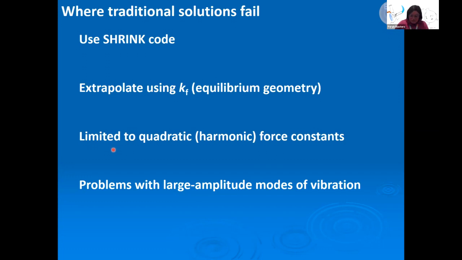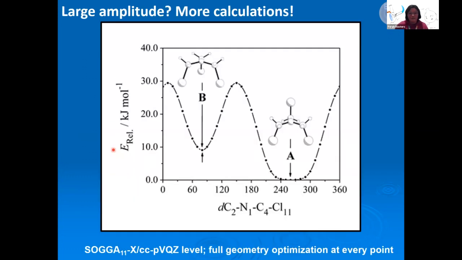So what do we do if we have a large amplitude motion? Well, we just do more calculations. Hopefully, Lars, if you're online, this functional that we're using here will be a little bit more acceptable to you. These are calculations that were done a lot more recently, and what we're doing here is investigating rotation around that nitrogen-carbon bond of the unique chloromethyl group.